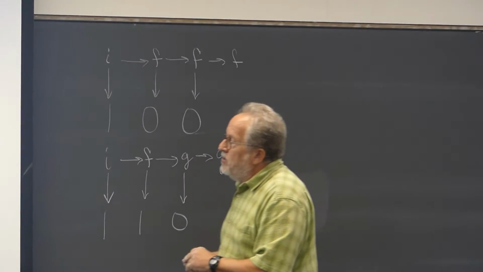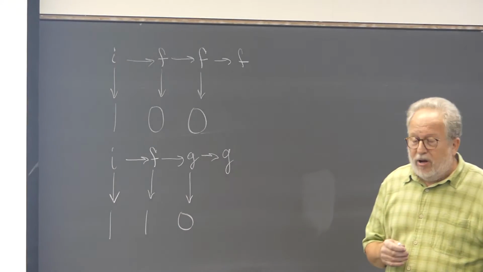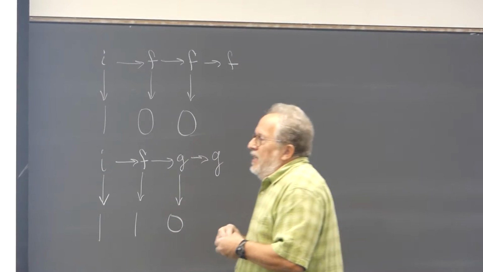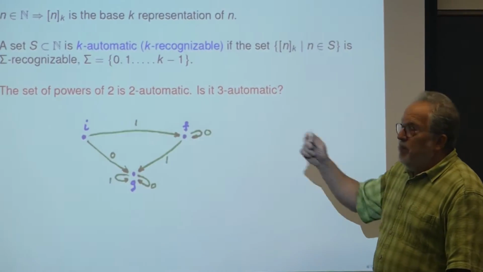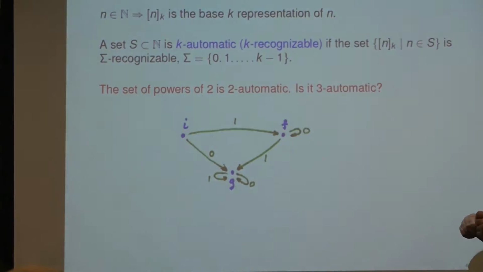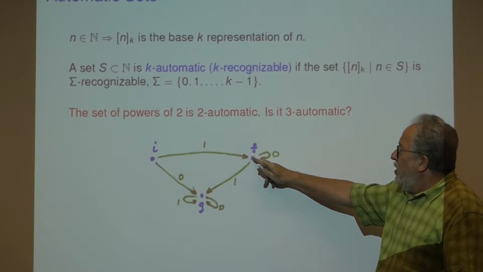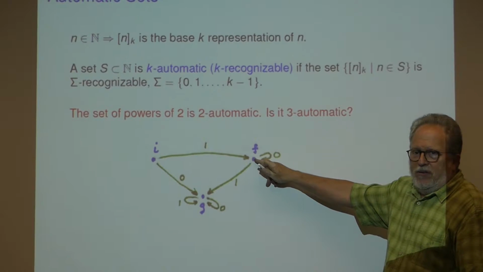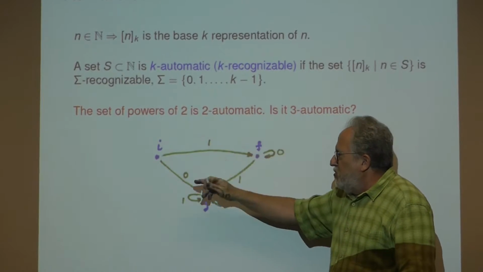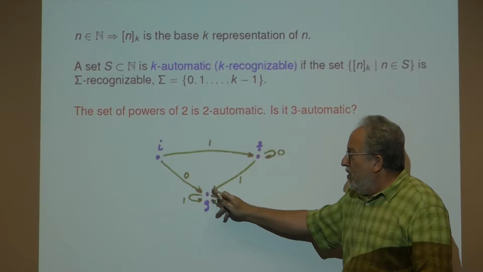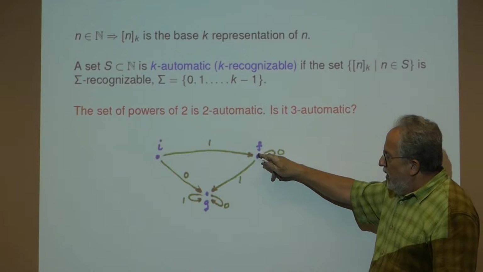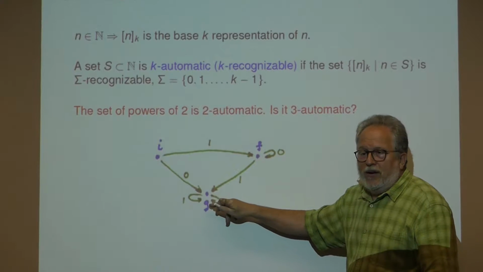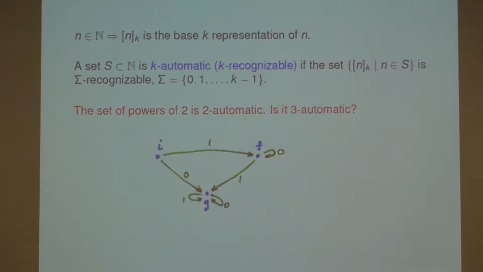I claim the set of powers of 2 is 2-automatic. I want to ask, is it 3-automatic? Well, here's this automaton that I showed before. A power of 2 in base 2 starts with a 1, and then it's a bunch of zeros. You start with a 1, and if all you see is zeros after that, you stay here. If somehow you started with a 0, you get down here, and you just stay there. If you start with a 1 and encounter another 1, you go to this garbage state and stay there. So this automaton recognizes precisely the powers of 2.